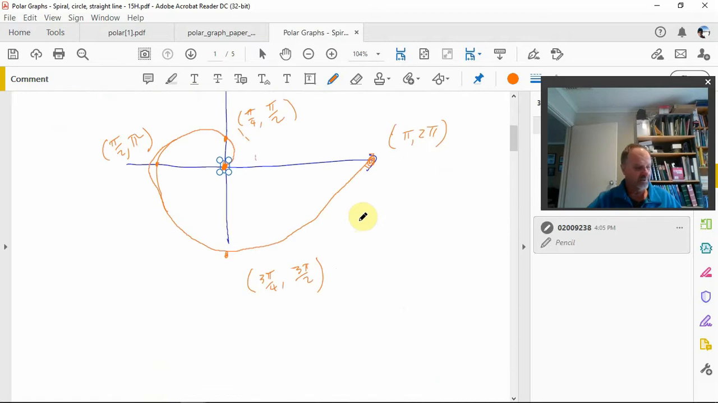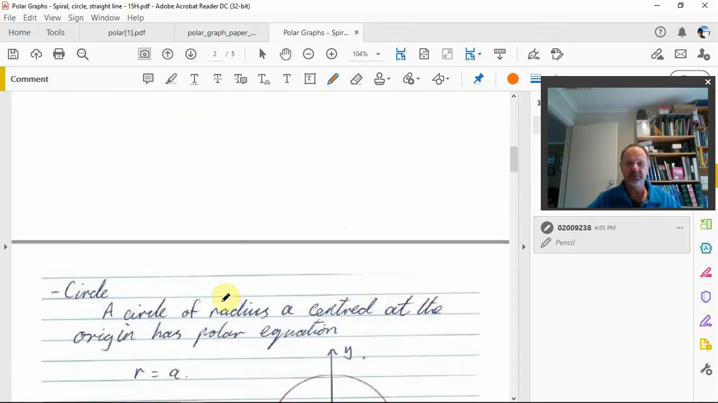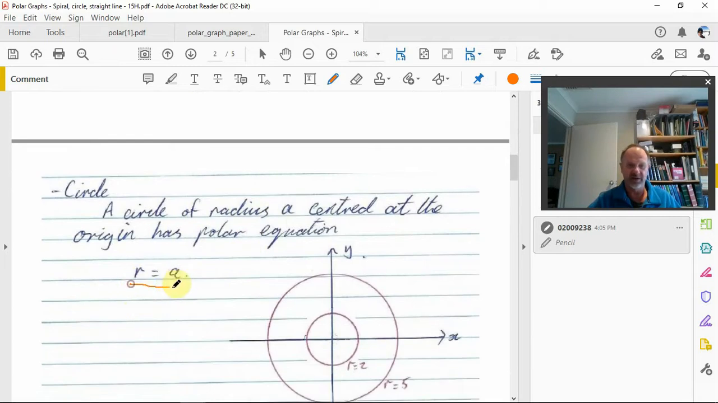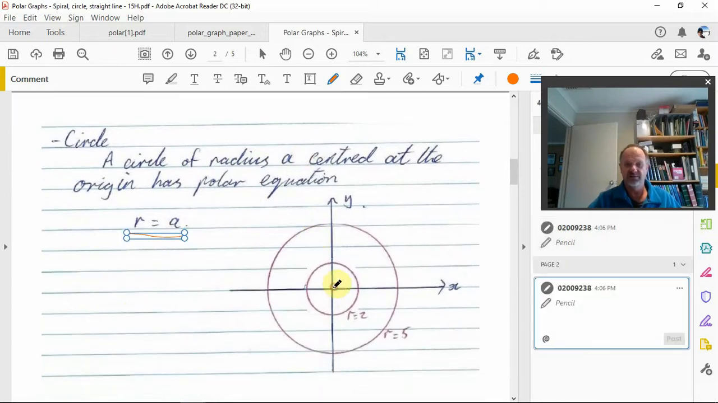All right, circles is the next one. A circle with radius a centered at the origin is simply r equals a. So the center here is the origin. It doesn't matter what your angle is, it can be at any angle whatsoever. This inside one, r equals 2, doesn't matter what our angle is, we're at 2. So that doesn't need the angle bit, r equals a, and for the one with 5, there it is.